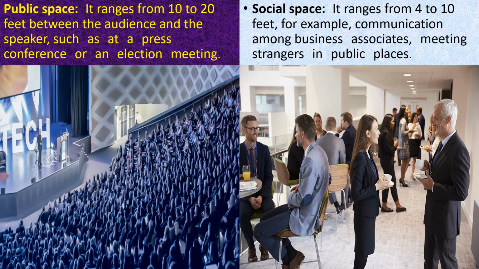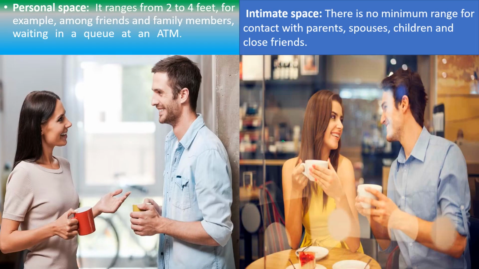The large audiences, this is the public. It ranges from 10 to 20 feet between the audience and the speaker, such as at a press conference or an election meeting. This is the example of public space. This picture shows that this is a public space. Social space ranges from 4 to 10 feet. For example, communication among business associates, meeting strangers in public places. Look at the guy and the girl having tea. So they are speaking. The social space ranges from 4 to 10 feet. Okay, so this is a social space.